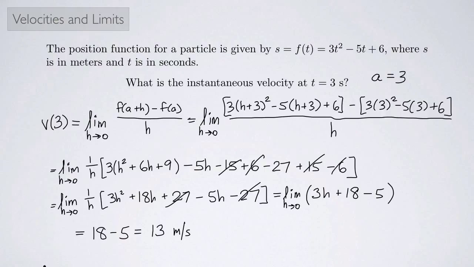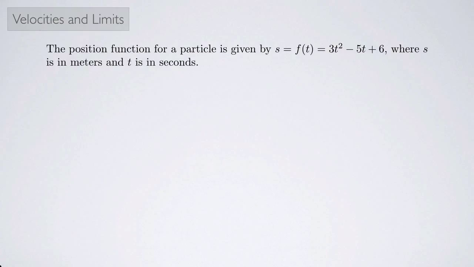I know we had 13 meters per second for the average velocity in the previous part, and that was just a coincidence here. But in this case, we're doing the limit, so we're really finding the slope of the tangent line graphically. Let's look at one more question here.